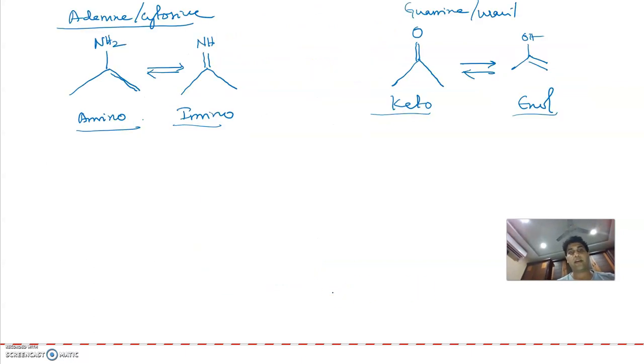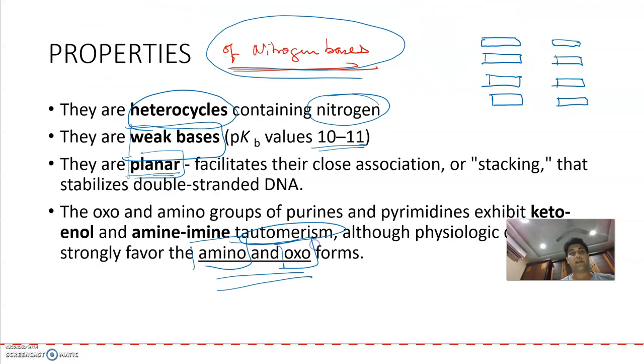All right, so here the amino as well as the oxo or the keto form are the ones most commonly present in the environment, but they can also exist as an amino and enol form. So that is the amino-imino and keto-enol tautomerism. So properties, let us look at them once again. They are heterocyclic, they are basic, they are planar in structure, and they exhibit keto-enol and amino-imino tautomerism.